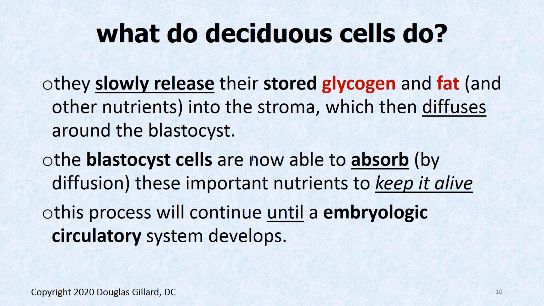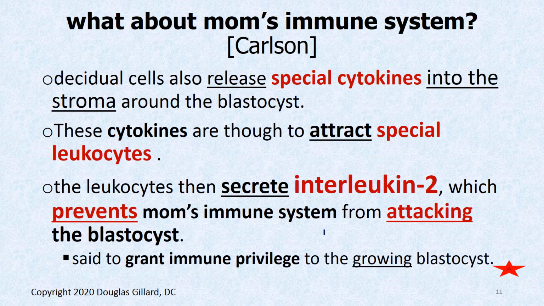decidual cells there. What do these decidual cells do? Does that say deciduous? That should say decidual cells. I just noticed that. Well, they start to release their fat and glycogen. They dump it into the stroma, and so it diffuses around the side of the blastocyst, and it soaks into the blastocyst, mostly into the syncytial trophoblast. Those are the cells that are active in dividing and growing, so they need it the most. And that will keep the cells alive and keep them growing until we can develop a circulatory system.